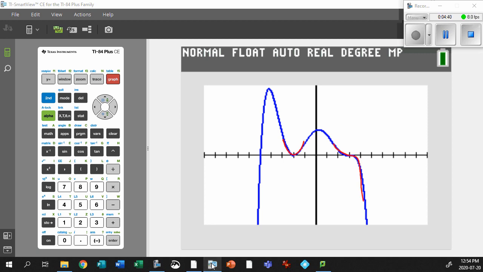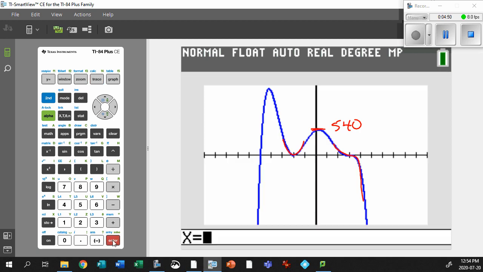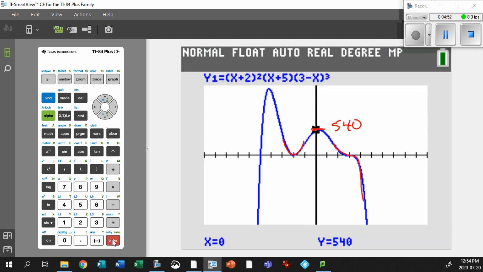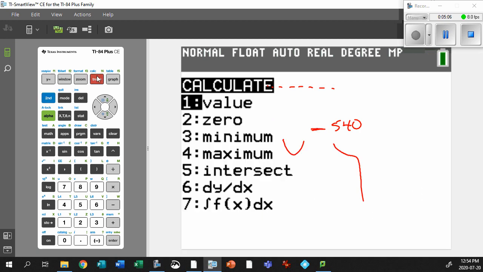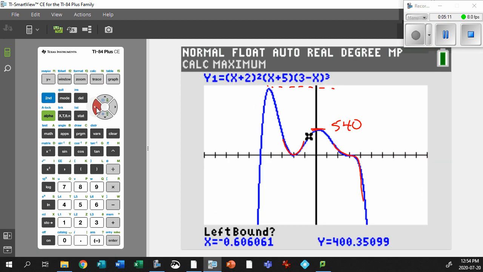But check out my window settings. Remember, this was at 540. If you don't believe me, let's figure it out. Second calc, let's find the value at x equals 0, and look at that, 540 as predicted. So if that's 540, what could this possibly be? Holy smokes, that's going to be huge. So let's find out the local maximum. Second calc, let's find the maximum, which of course is 4, and let's move the mouse. Oh my goodness, we're going to be mousing all day long. Look at this, going right up here.